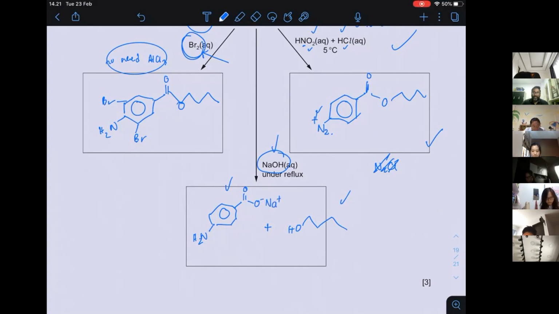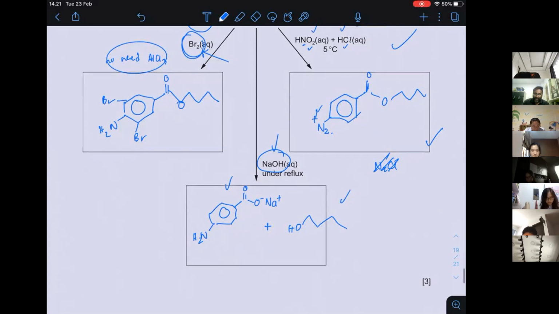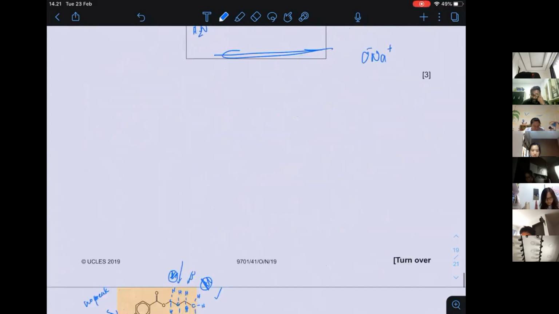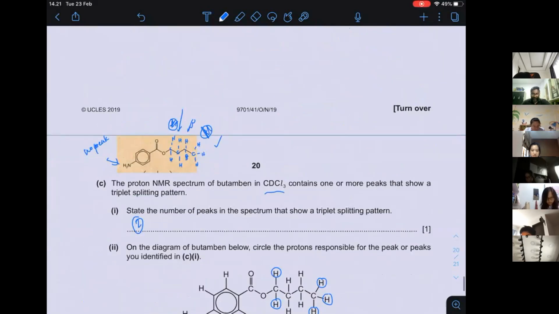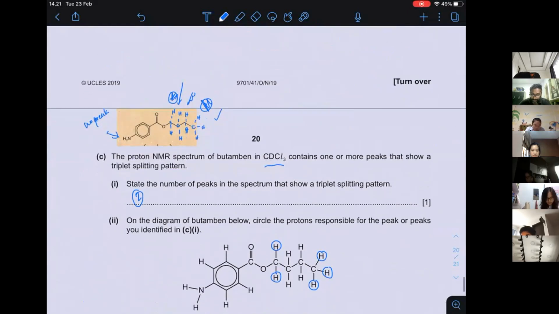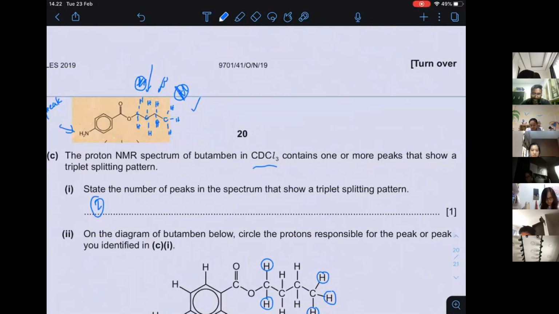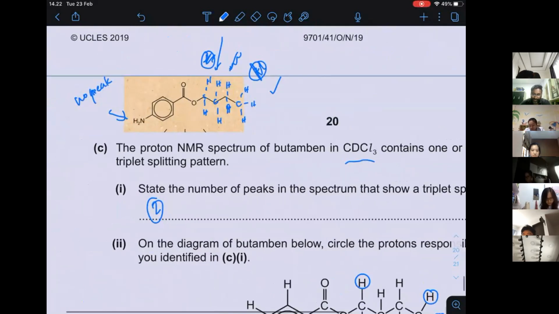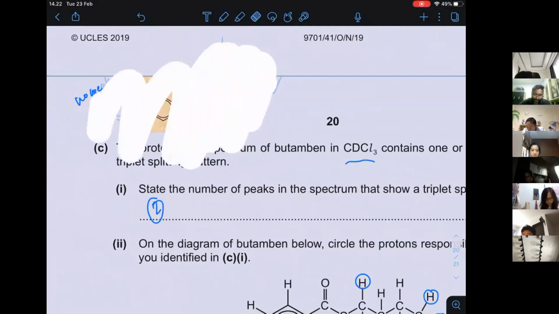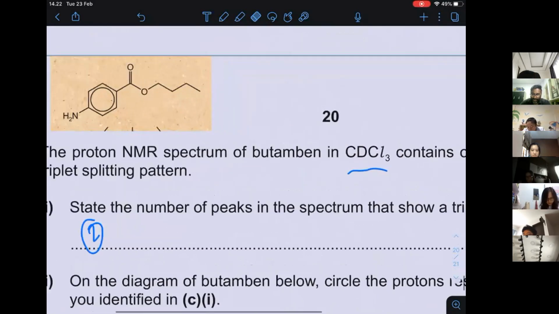Very important. Even in the marking key they say O and Na. If you write it down, it's still going to be accepted. So two things must be there. And then next, the proton NMR spectrum of butanediene in CDCl3 contains one or more peaks that show a triplet splitting pattern.